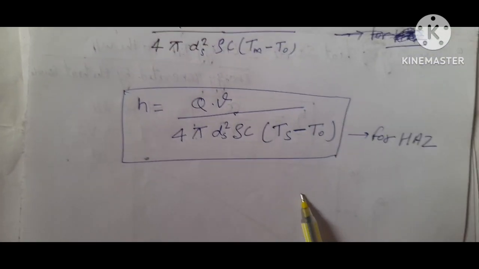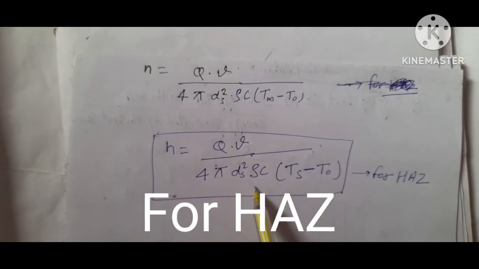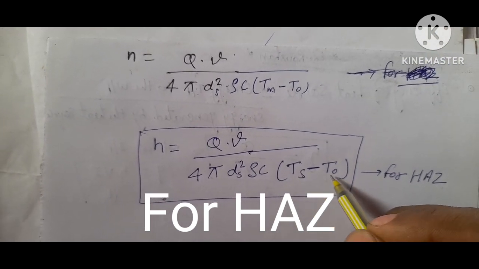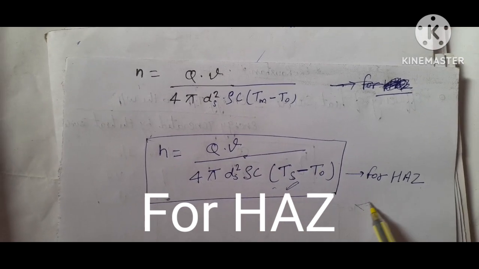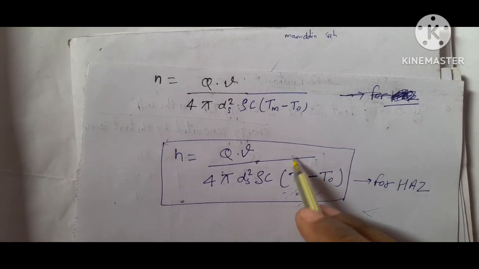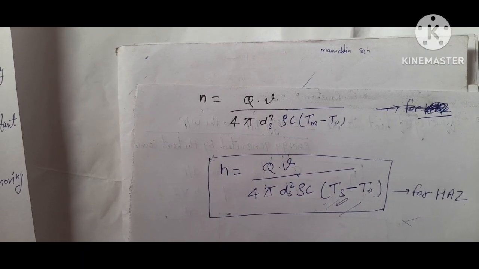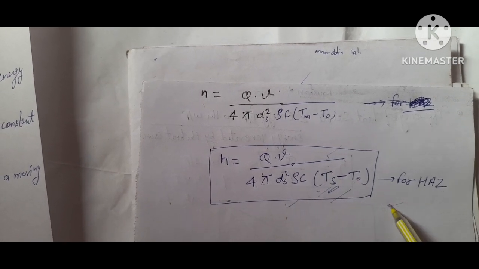Okay, for the HAZ, the heat affected zone, the formula is the same, but here it changes. Ts, the solidus temperature, minus T naught is used only here. So for the HAZ the solidus temperature is used, and this is the normal one. So the operating parameter N equals this for the weld bead and N equals this for the HAZ.